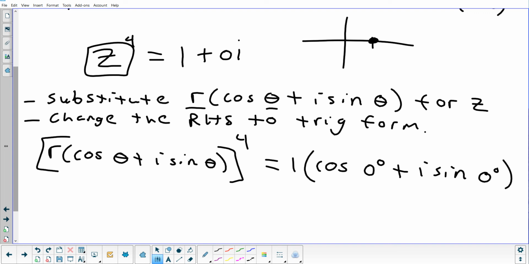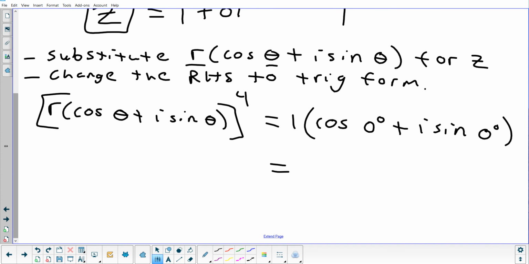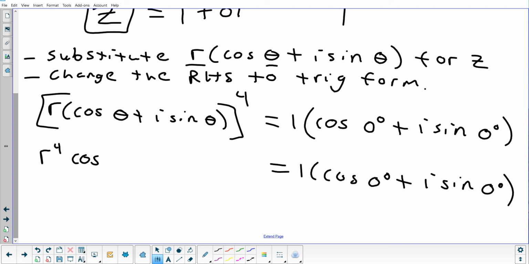All right, so you substituted in r for z, what we just wrote right here, r cosine theta plus i sine theta, and you changed the right-hand side to trig form. Now, the right-hand side is going to stay the same in the next step, so I don't like to keep copying it over too many times because it's kind of a lot to write. But can somebody tell me how to do the left-hand side using DeMoivre's theorem? Sarah? It would be r to the fourth, cosine 4 theta plus i sine 4 theta. Yes.